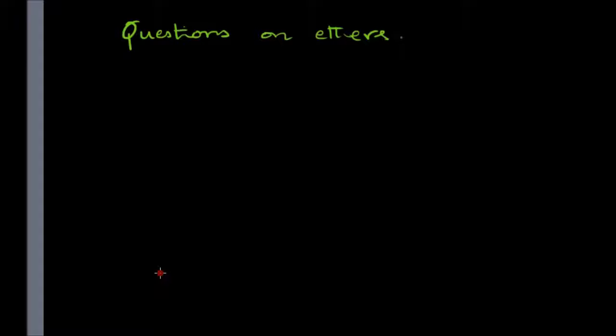Ethers, as you all know, can be prepared readily by dehydration of alcohols using a few drops of concentrated sulfuric acid. But remember, this method is good for symmetrical ethers of the type ROR, where the two alkyl groups are the same. When you want to prepare unsymmetrical ethers like R-OR', where the two alkyl groups are different, Williamson's synthesis is a better method.